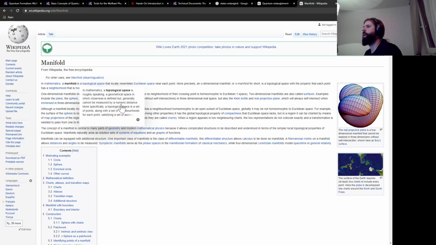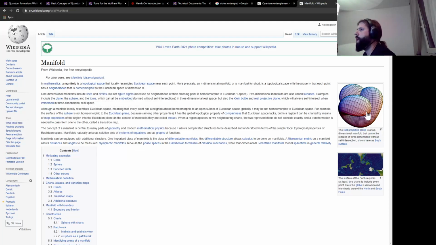A topological space is a geometrical space in which closeness is defined, but generally cannot be measured by a numeric distance. More specifically, a topological space is a set of points, along with a set of neighborhoods for each point, satisfying a set of axioms. Yes, it's just okay. So it's like a surface, right? Or it's like a space. It's a space, right? Could be like a 3D space or whatnot, right?